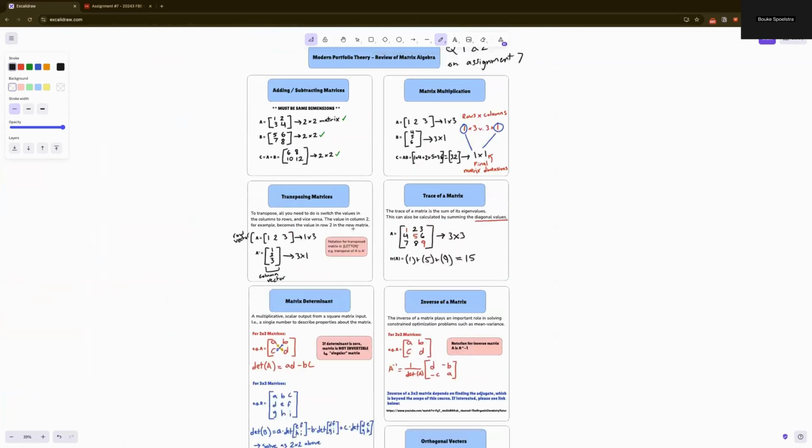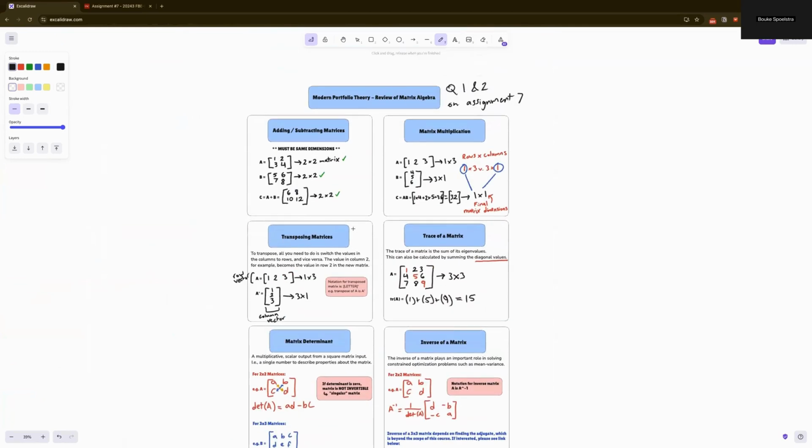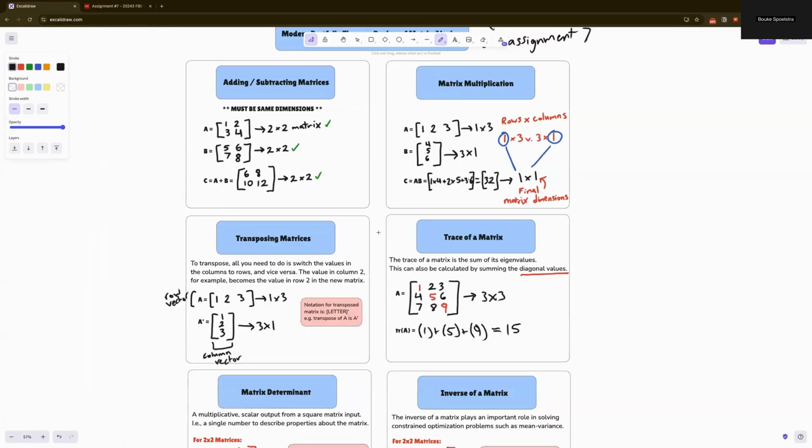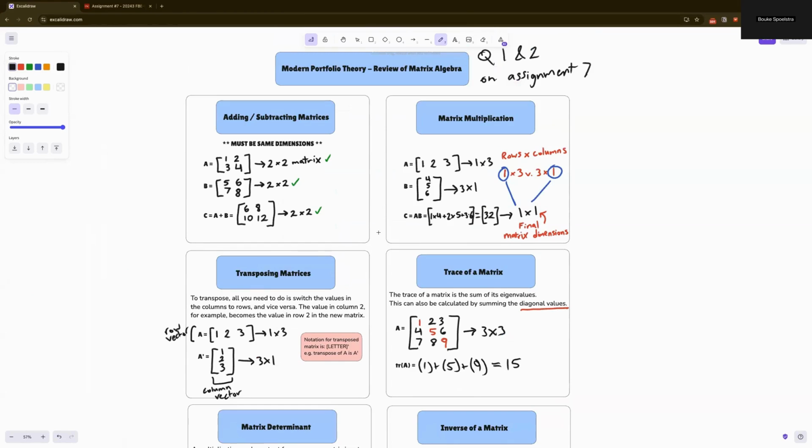Okay, and with that, we should be good. That should be all of the concepts that are necessary for portfolio optimization when it comes to matrices.